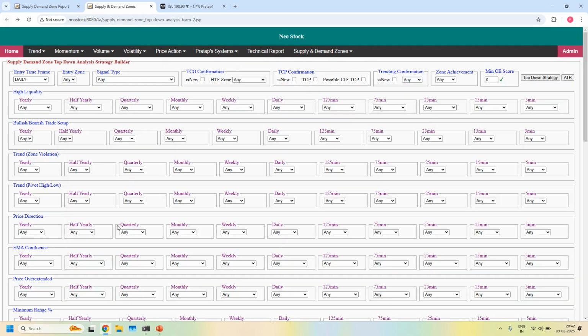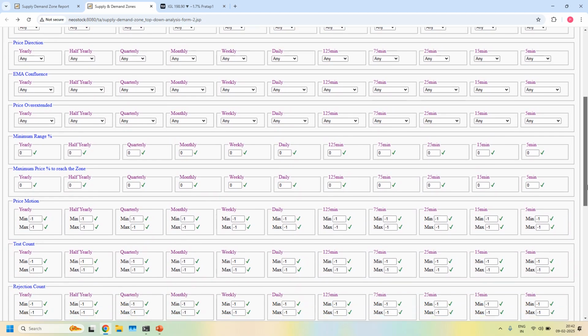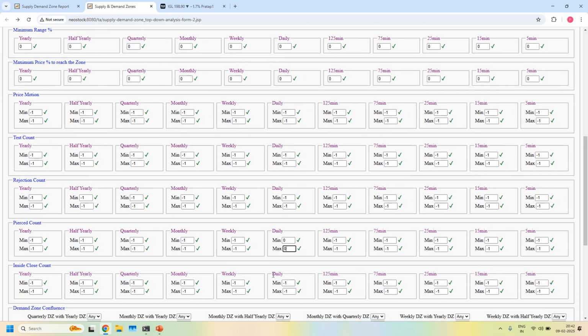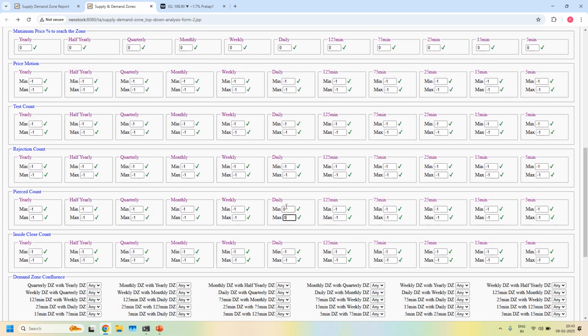Observe carefully. In the pierced zones, in the daily time frame also, I am setting daily, meaning HTF. The HTF zone also should not be pierced, right? Why we are not setting it every day for these zones is because such kinds of zones don't happen frequently, they rarely happen. This is one such stock. See, I added the daily count also as 0.